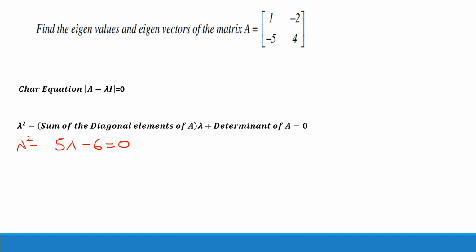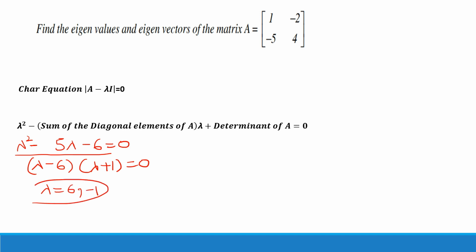Now this is a quadratic and we know how to find the roots of a quadratic, so we can split it into different factors. That will be lambda minus 6 and lambda plus 1. From this we'll get the value of lambda as 6 and minus 1. So these are the roots of this characteristic equation. Means these are the eigenvalues of the given matrix.